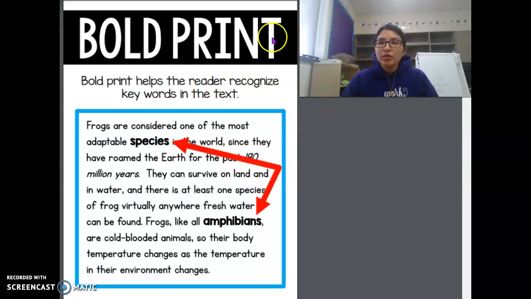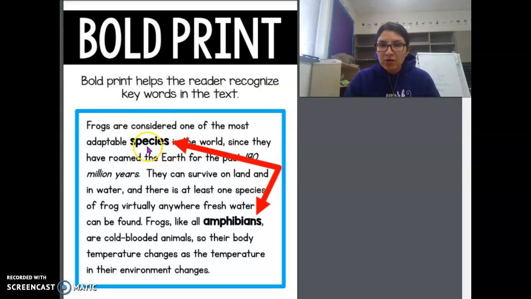All right, bold print, also known as bold text or bold words, okay? They all mean the same thing. So here's the word, the definition, and the example. Remember, definition lets us know what this word means. Bold print, go ahead and say that. Bold print, same thing as bold words, bold text, same thing. Bold print helps the reader recognize key words in the text. Key words are important words that we need to pay attention to.